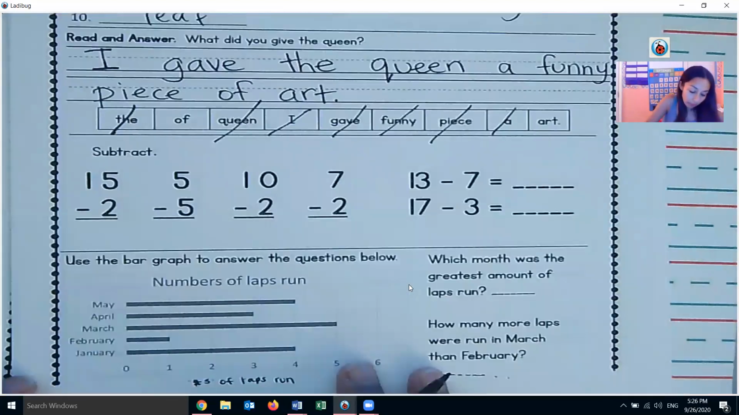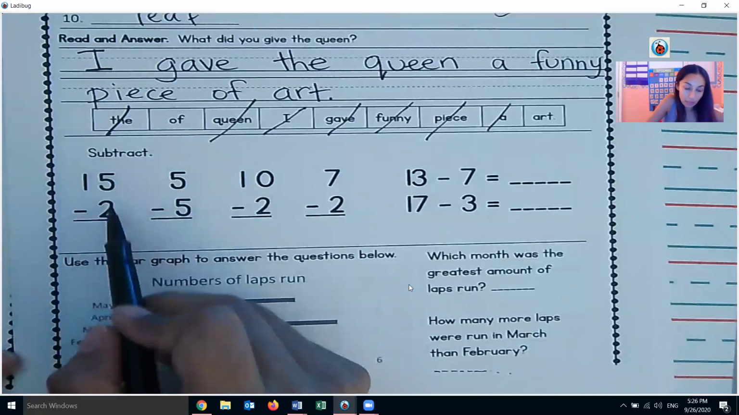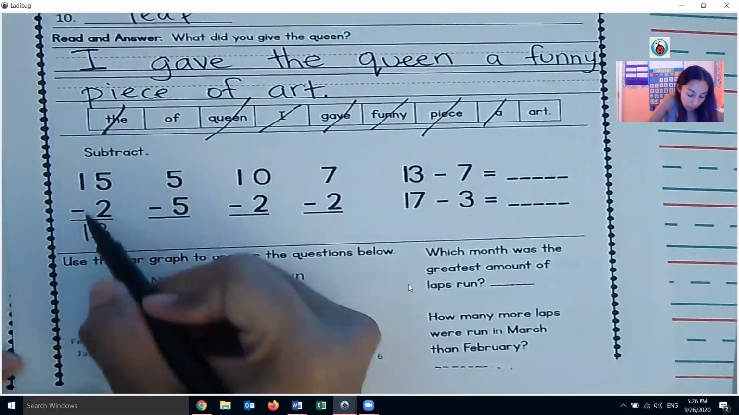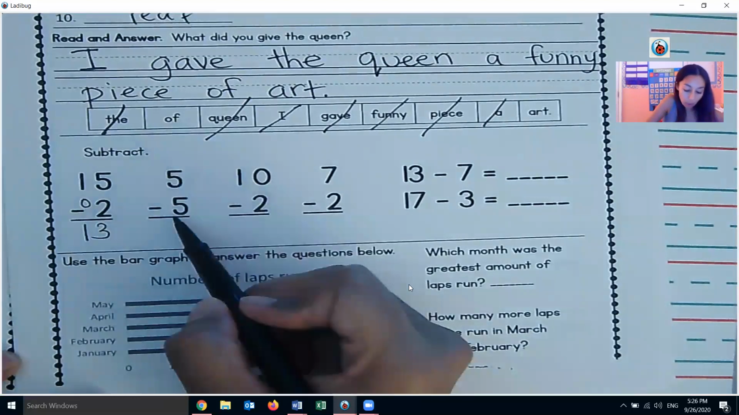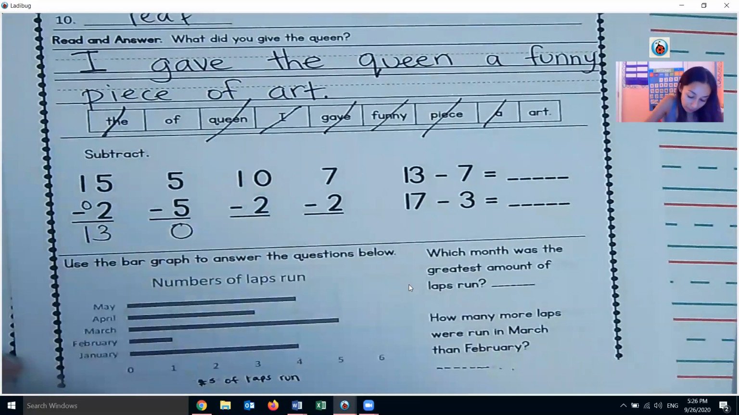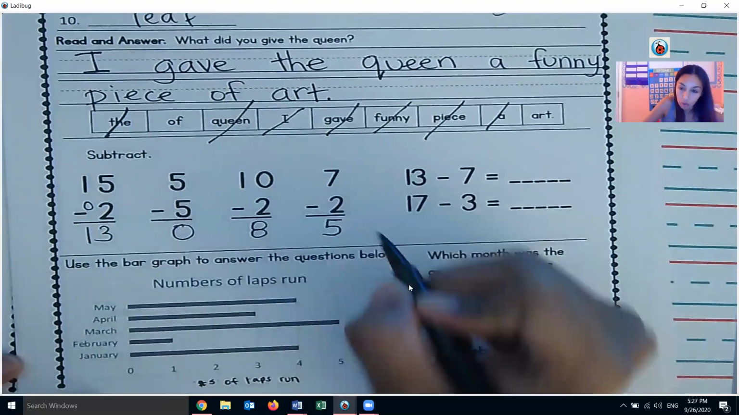Subtraction here, yeah, 15 minus 2. So really I just have to do 5, take away 2 is 3. My 1 will stay the same because it's like 1 take away 0 there. You have 5, you take 5 away, you have 0. 10 take away 2 is 8. 7 take away 2, 5. And these ones just go sideways.